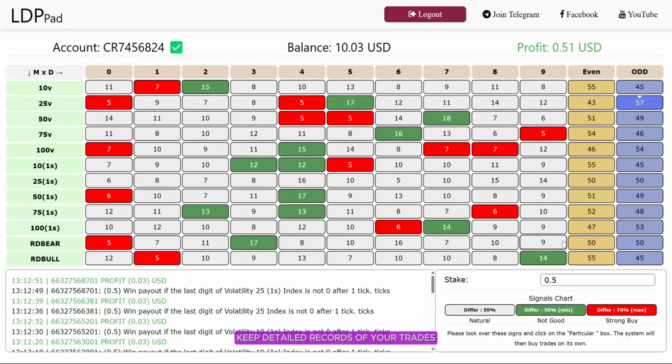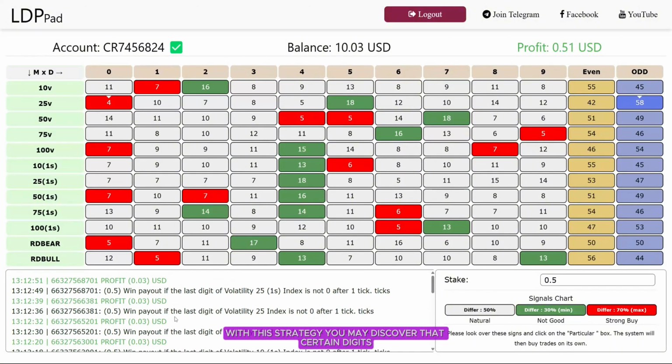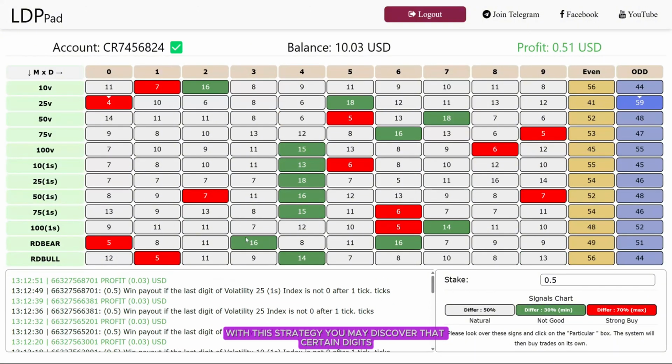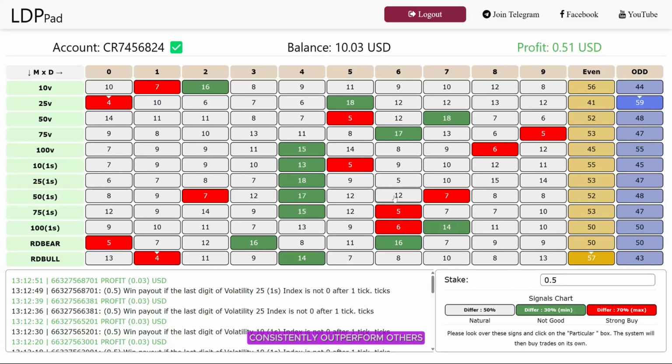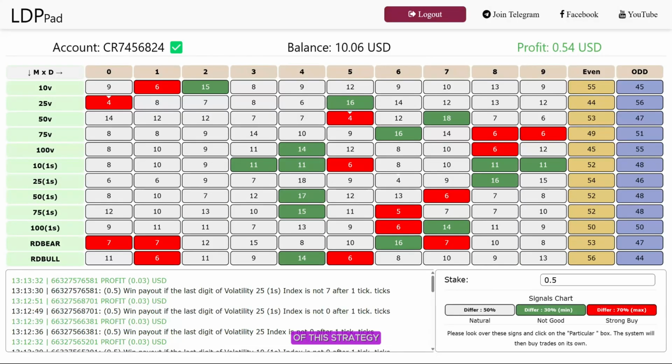Keep detailed records of your trades, noting which digits and markets perform best with this strategy. You may discover that certain digits consistently outperform others on specific markets. As you gain experience, you can explore advanced implementations of this strategy.